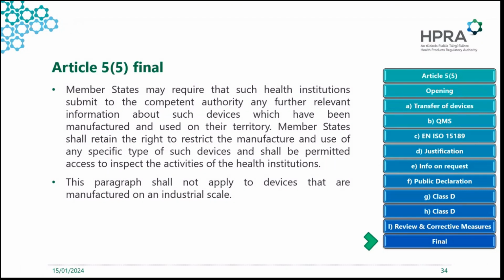And the very last line of the article says, this paragraph shall not apply to devices that are manufactured on an industrial scale. But that's talking about the whole paragraph, Article 5.5, and not just the preceding point. So it basically says if you're manufacturing them on an industrial scale, you can't really benefit from Article 5.5. So again, we don't envisage this should be much of an issue, but if you feel like there's some in-house device that you're manufacturing on an industrial scale or could be manufacturing on an industrial scale, have a chat with us and we can see if there's anything we can do to look into that further.